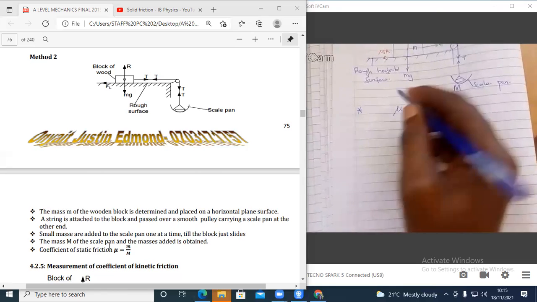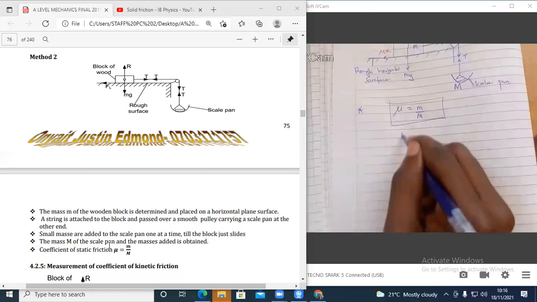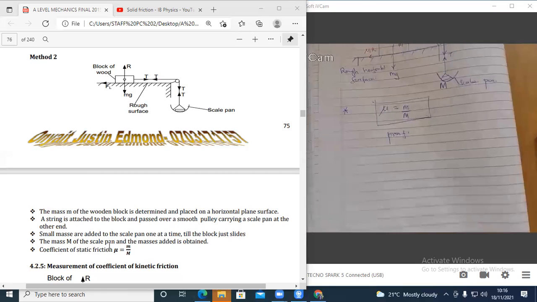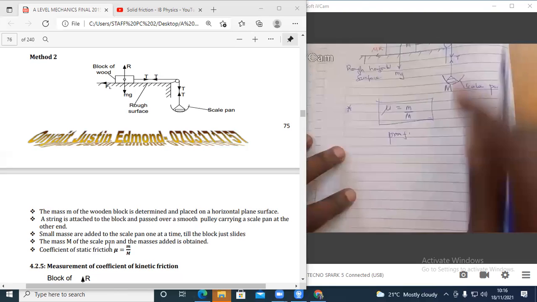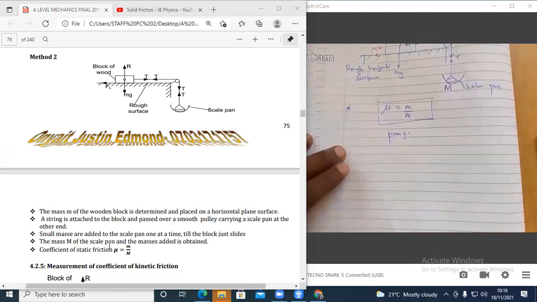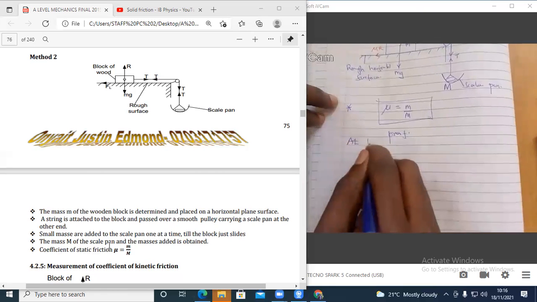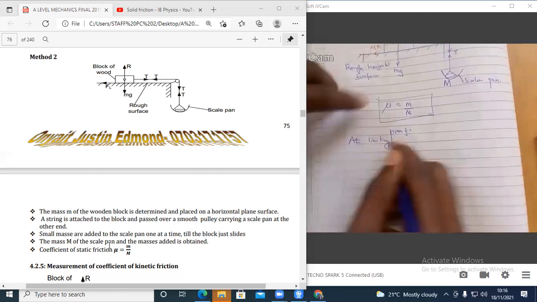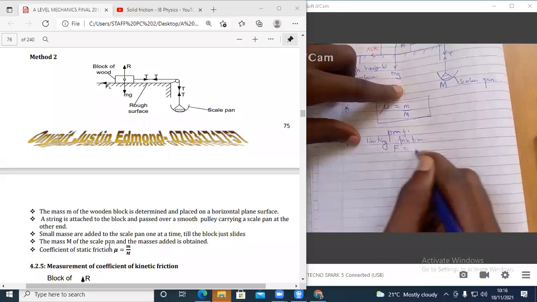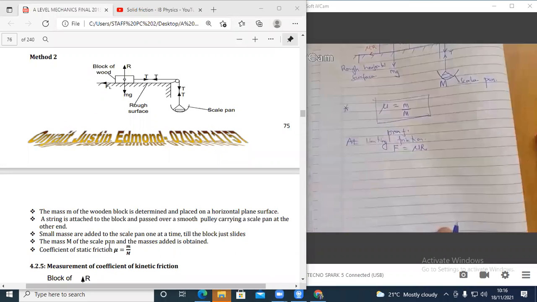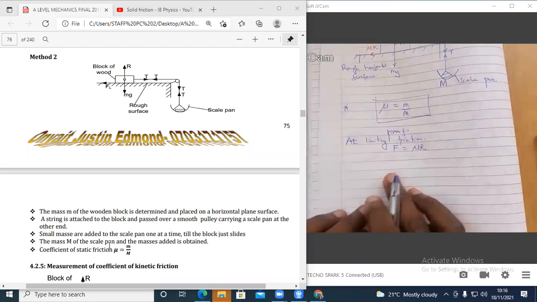Where is this coming from, members? Let's prove that. It's coming from the definition of limiting friction. So we're saying at limiting friction, the frictional force F is equal to mu R.